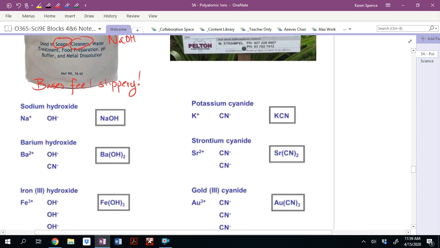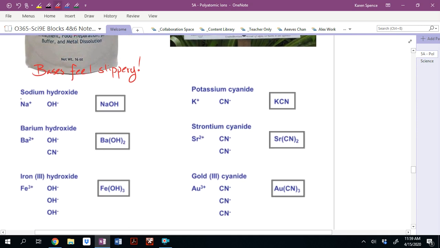Okay, let's finish up by naming some of these. If we have sodium hydroxide, that's Na plus and OH minus. You'll notice that the net charge there is already 0. Plus 1 and minus 1 gives us an overall charge of 0. So we just need one Na and one OH. Notice we have one OH only, and therefore there are no brackets.